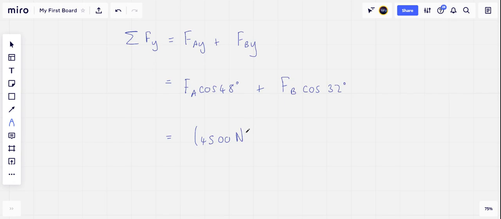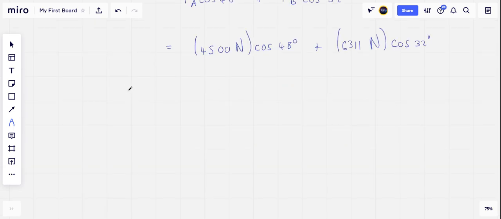So this is 4,500 newtons times the cosine of 48 degrees plus Fb, which is 6,311 newtons times the cosine of 32 degrees. And so calculating, we get the sum of the two forces to have a magnitude of 8,363 newtons, or to the correct significant figures, 8,400 newtons.